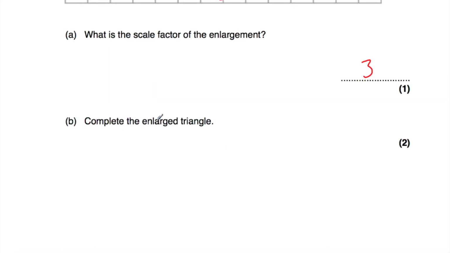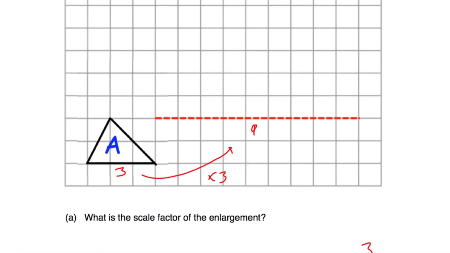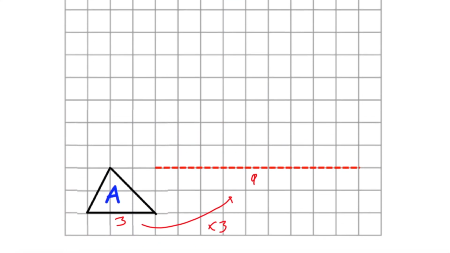And then part B asks us to complete the enlarged triangle. So that means that this triangle is going to become 3 times larger than this one. We need to figure out where the top of the triangle will be. If we start here to get to the top of the triangle, we go 1 across and 1, 2 up. So we go 1 across and 2 up.